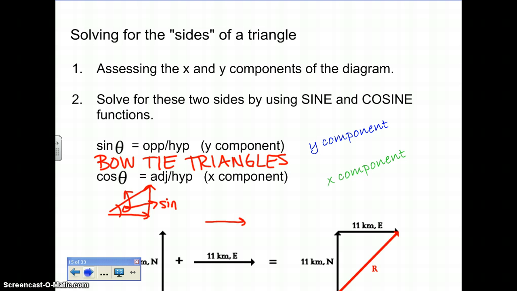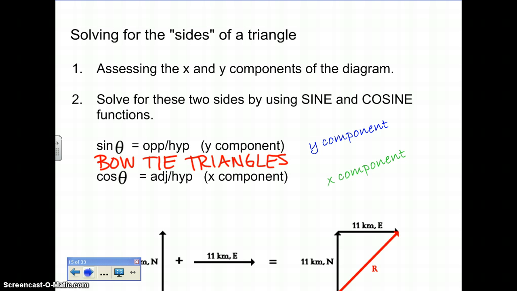But what if you were given the adjacent and the hypotenuse? Well, if you're given the adjacent and the hypotenuse, then that would be the cosine function, right? But those are for bow tie triangles. So let me erase that and write something different in here. Stop and think what the equation then would be for the hourglass triangles.